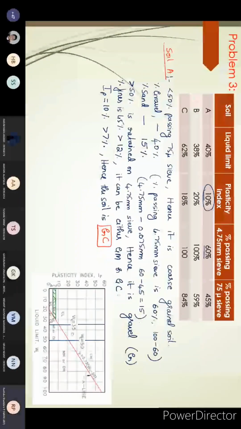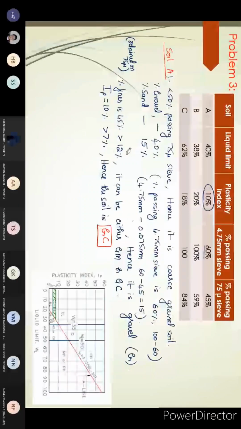Ma'am, you wrote more than 50% is retained on the 4.75 mm sieve. That is not true, no, ma'am. See, more than 50% retained on the 4.75 mm sieve is with respect to particles which are retained on 75 microns. Can you just say percentage gravel is more than percentage sand? That also you can write. You want to write it that way, otherwise this is confusing. Okay. So percentage gravel is more than sand. Hence it is gravel. Okay. Any doubts in this, or can we go next?